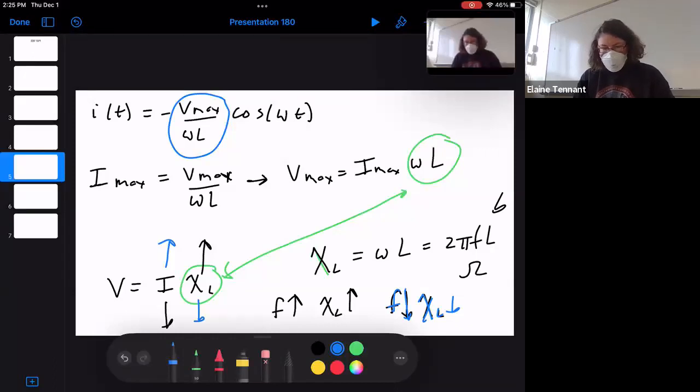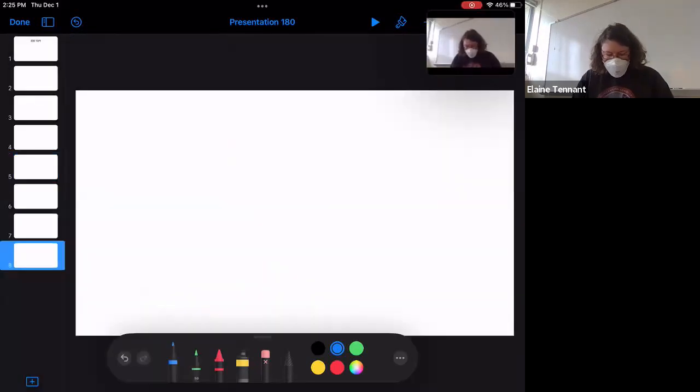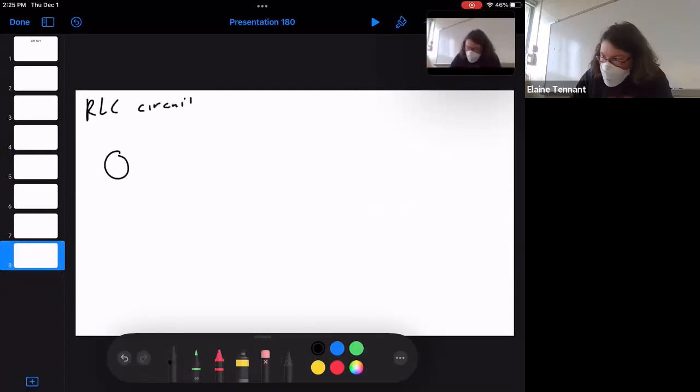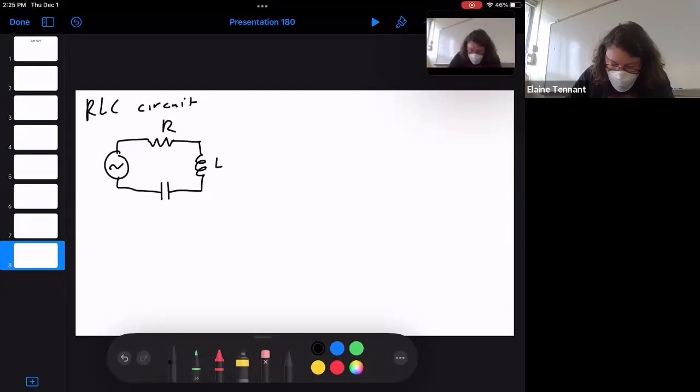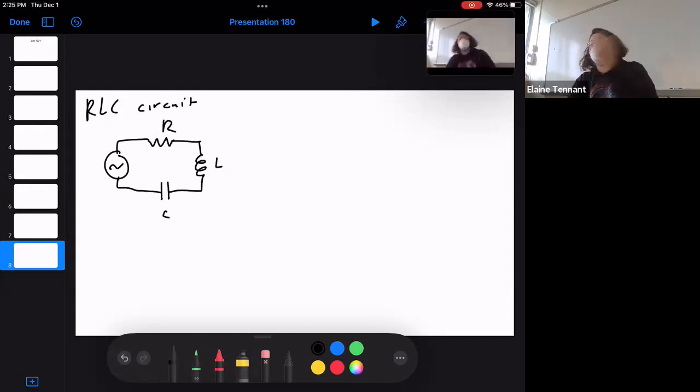Do I have enough? So we have resistors, we have capacitors, we have inductors. Let's put them together. All right, here it is, the payoff. Okay, so I have our RLC circuit. I have my AC source. I have a resistor. I have an inductor. And I have a capacitor. RLC. They're all in series.